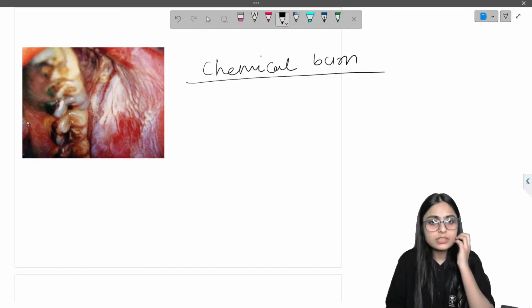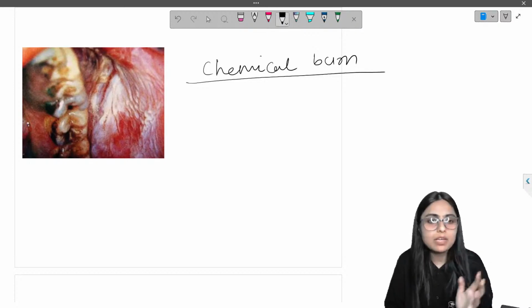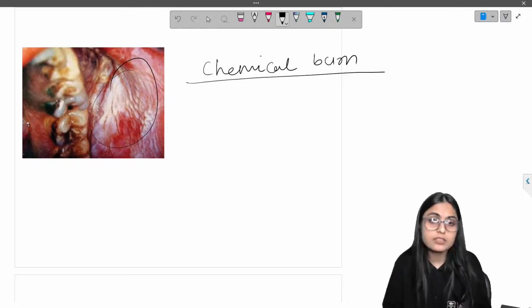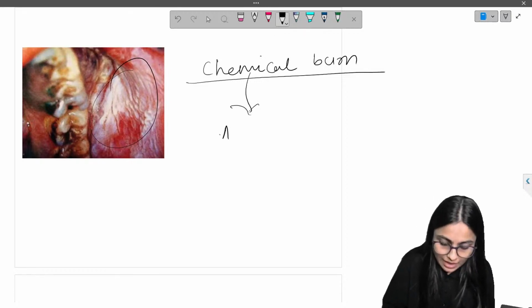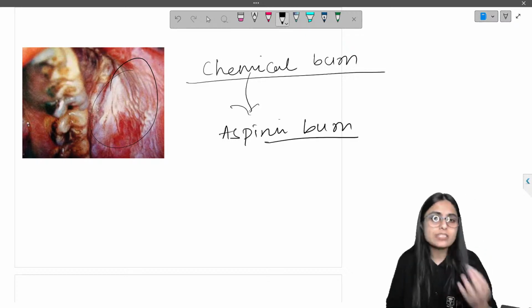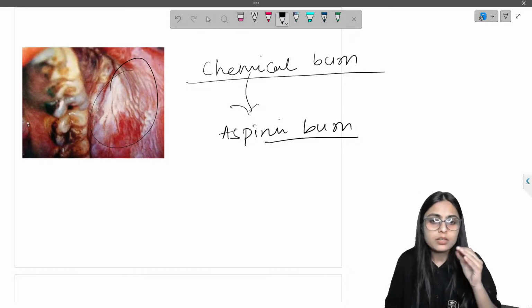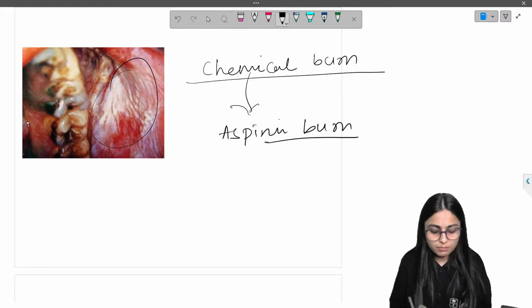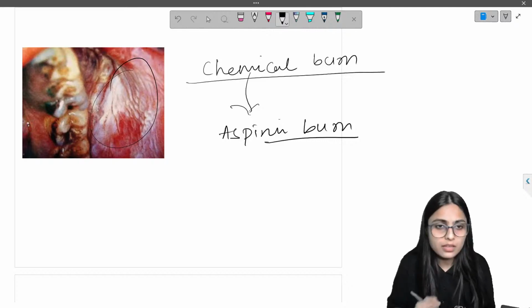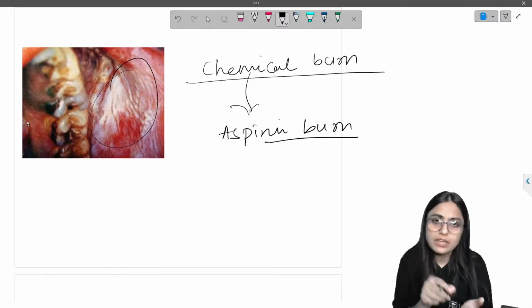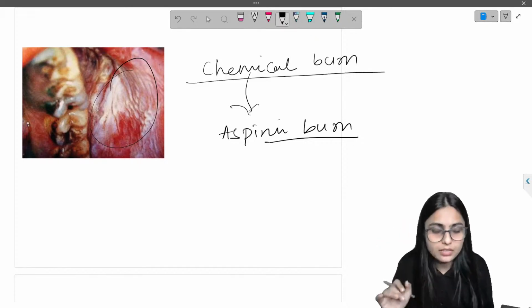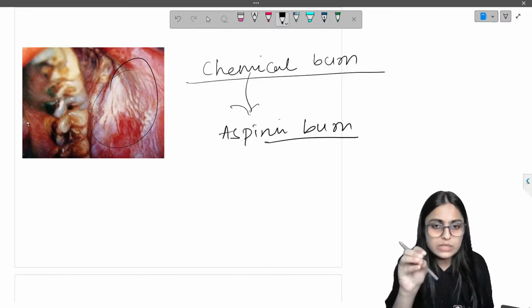Now chemical burn. Chemical burn means that due to any chemical, a lesion occurs, this white lesion. That is a chemical burn. Which chemical? Aspirin. If due to aspirin a chemical burn happened, it is called aspirin burn. How does this aspirin burn happen? Some patients, when they have tooth pain, powder the aspirin tablet and apply it over the mucosa, thinking that the tooth pain will subside. In those cases, you will see this aspirin burn.